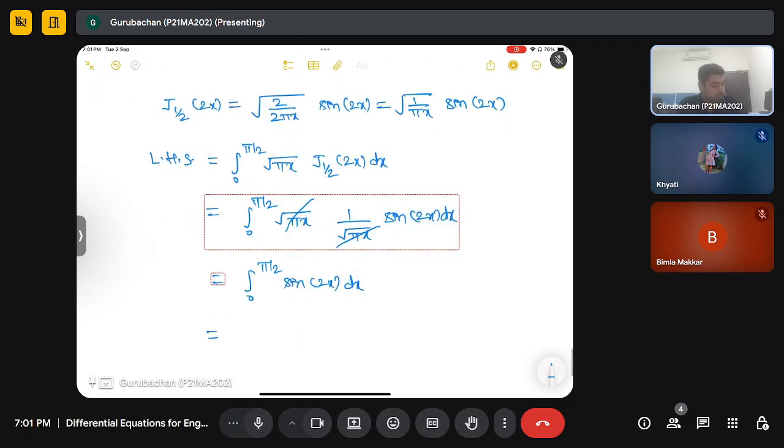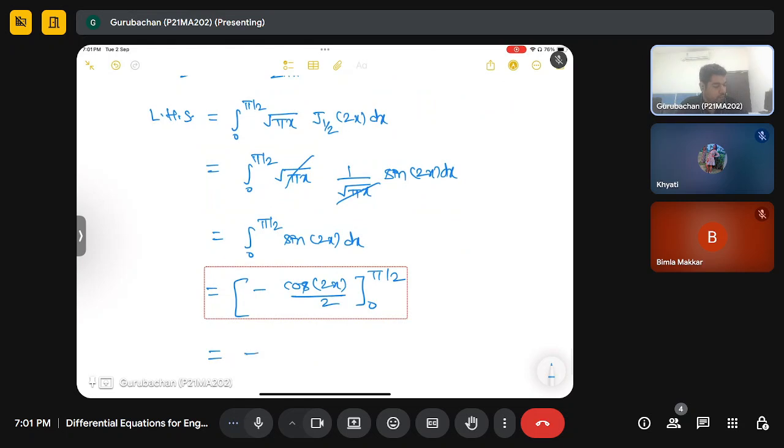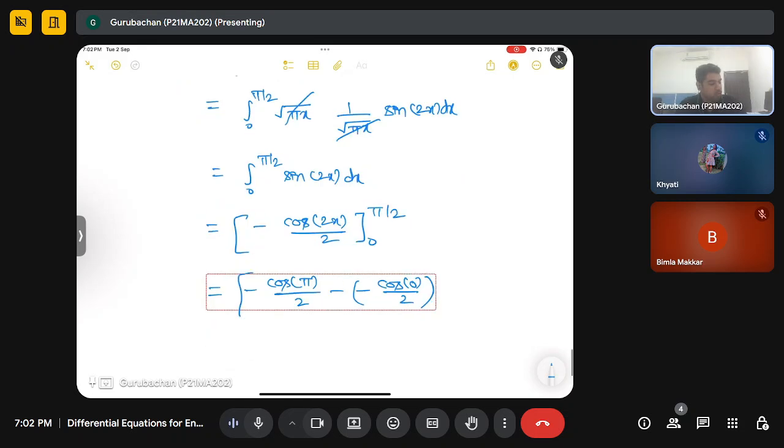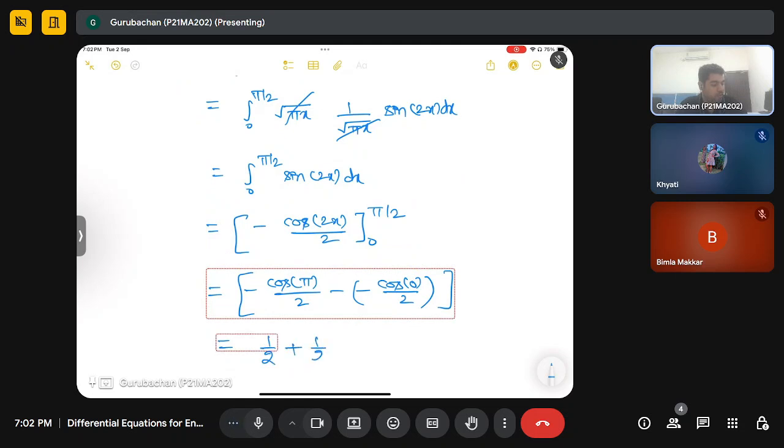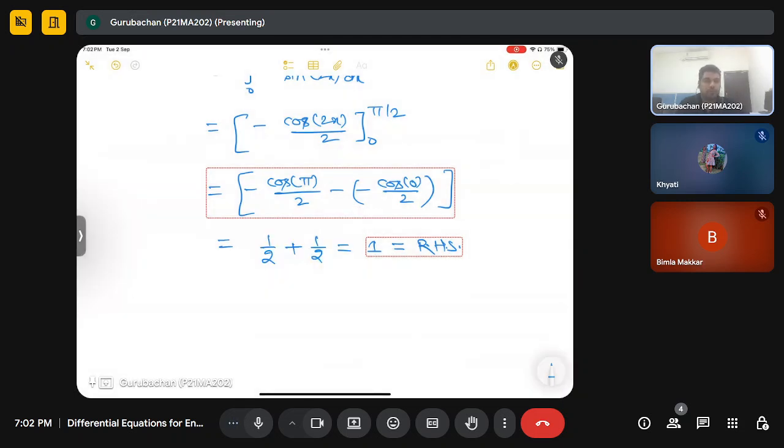Now, we know that the integral of sine 2x is minus cos 2x divided by 2, from 0 to pi by 2. So at pi by 2, this will be minus cos pi divided by 2, and at 0 it will be minus cos 0 divided by 2. So this will be the value of the integral, and cos pi is minus 1, so it will be half, and minus minus will be plus, so this will again be half. So this will be 1, that is RHS. So you have proven what you were asked to prove.